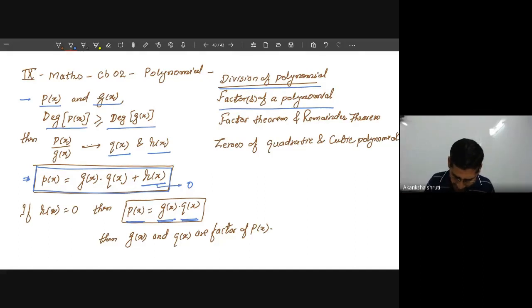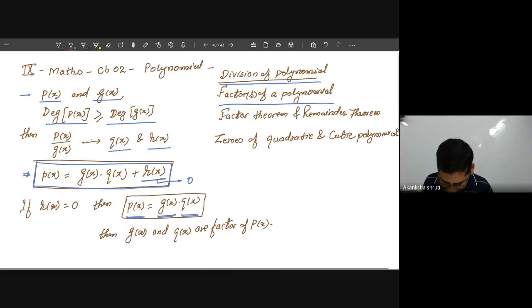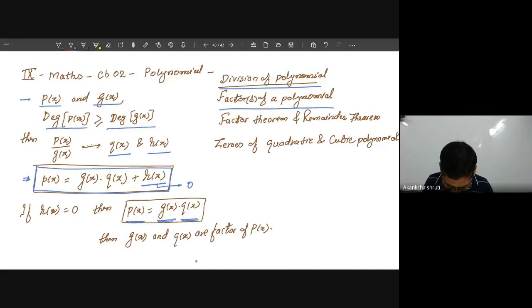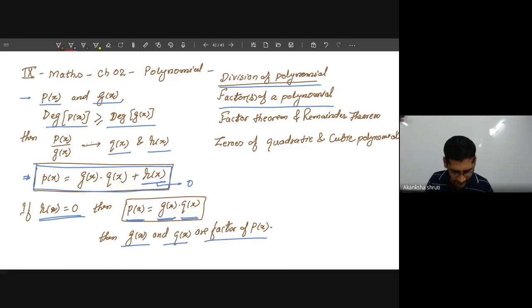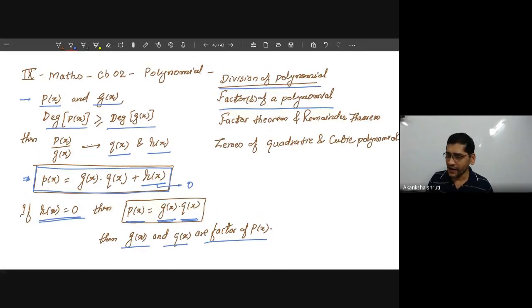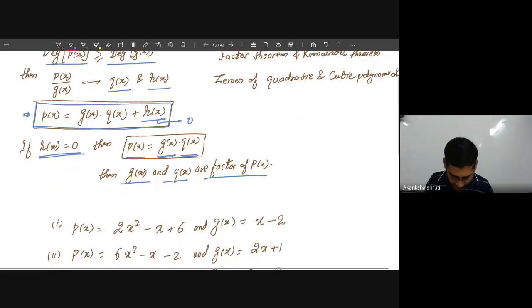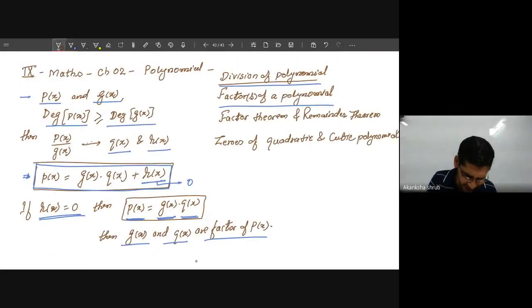Students, the important thing that we have to learn is what? Division, or basically the application of division. So this is nothing but the application of division. When rx is equal to 0, then polynomial px is equal to gx into qx, then gx and qx are the factors of px. So it is one of the applications of division of polynomials, to check whether the given polynomial is a factor or not. Okay, so how are the questions framed? Let me write a question.